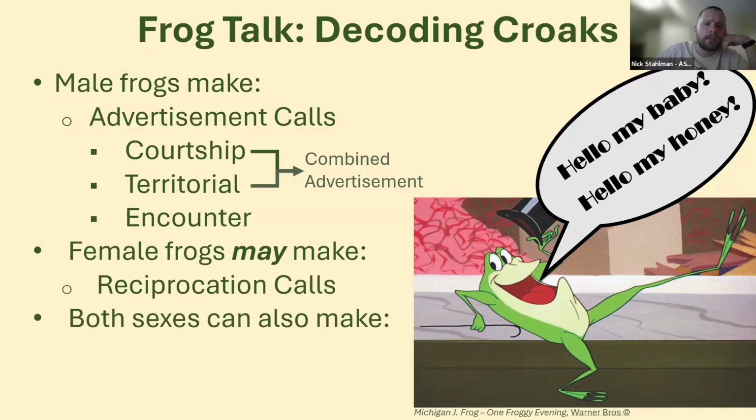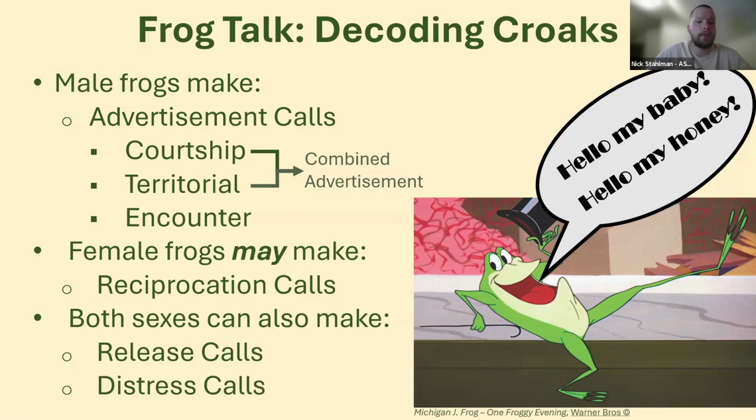And then both sexes will actually make release calls, which is to tell a male who's grabbed them that, "Hey, I'm not interested." So both sexes can make that noise. And then they also have distress calls. And these are usually loud squeaks in response to predator activity. But frog calls are going to be very important. We'll listen to some of them.